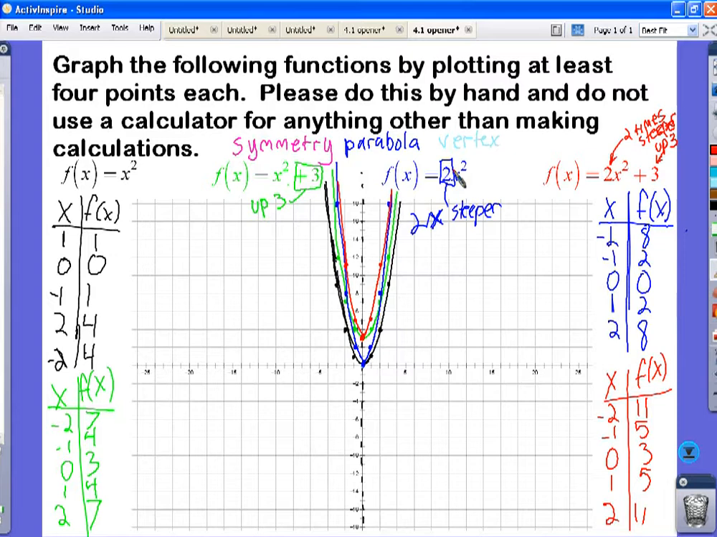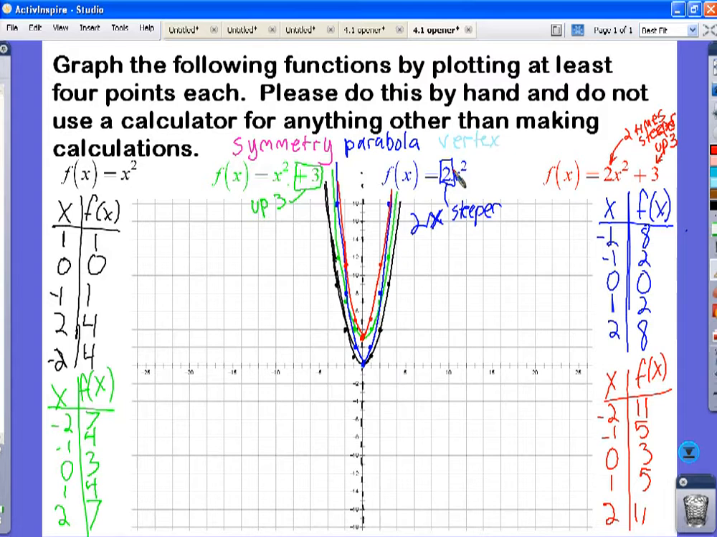How could we make it even steeper than that? 50. 50 would make it very steep. Steeper than 50. 1,000. 51. 1 million. These are steeper. A million times steeper. And a million and 1 times steeper.